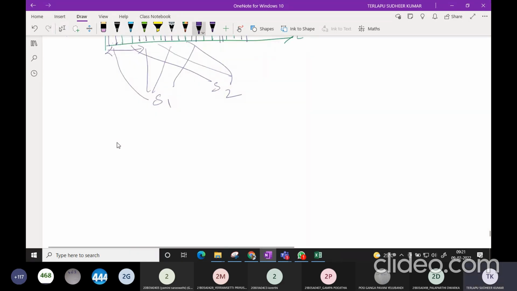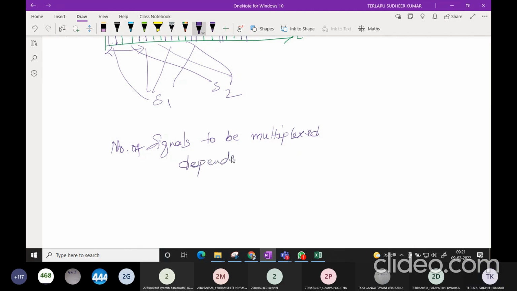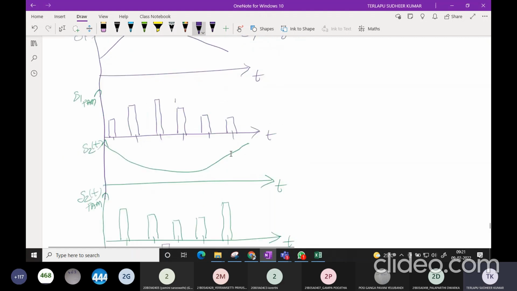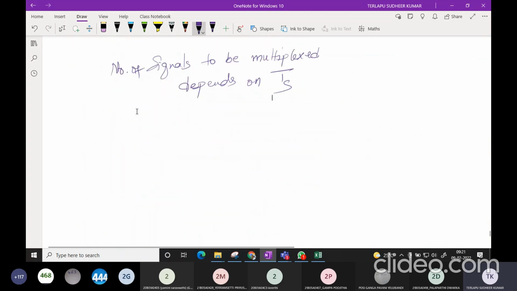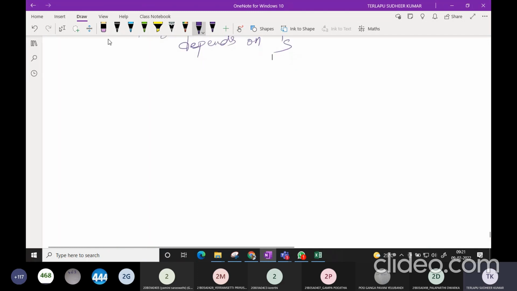So the number of signals to be multiplexed depends on the sample time interval Ts. As an example, I have taken a simple multiplexing of 2 signals. So at a big picture, the generalized block diagram of a TDM will look like this.